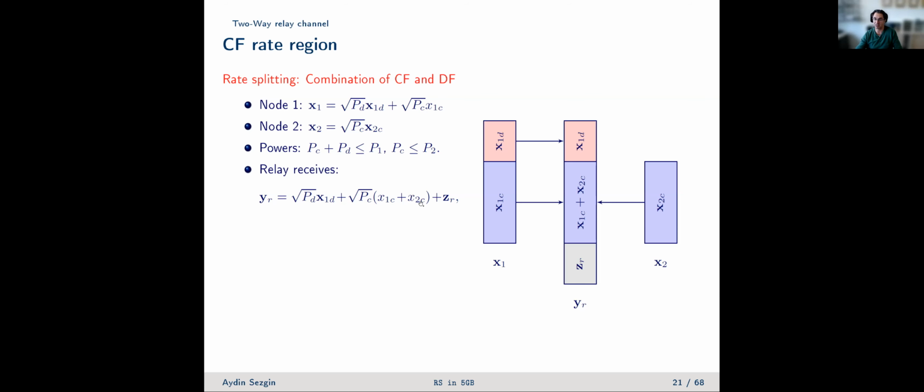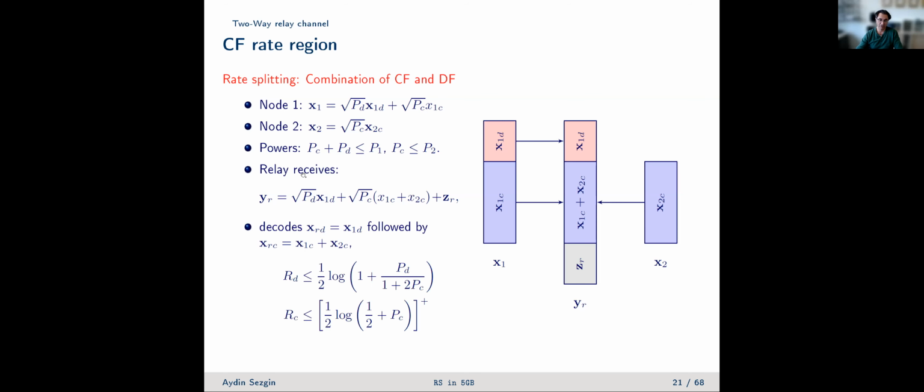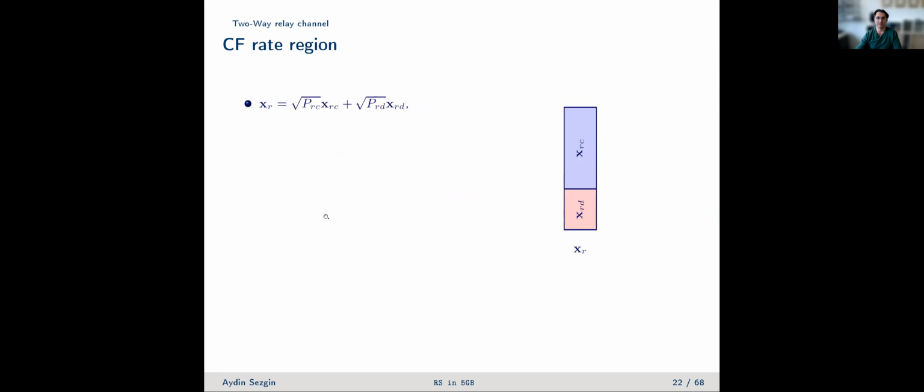Now we can apply the concept of compute and forward, and first decode this first message here. So we are really decoding this part. And then we try to decode the combination, the superposition of those two signals, assuming that they are lattice decoded. By doing so, for RD, for this part, we get this rate, and for RC we get this rate here. Then the relay, after decoding those two components, forwards X_RD and this lattice coded X_RC.